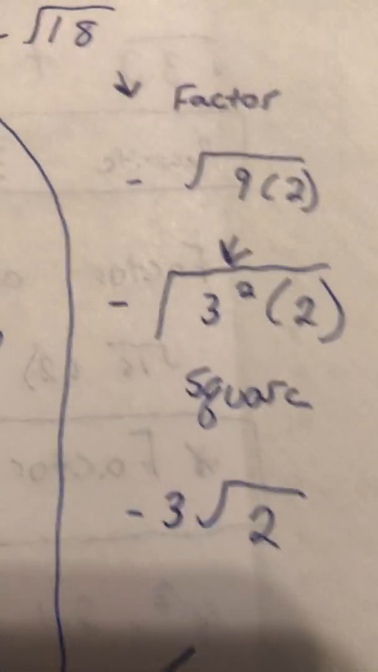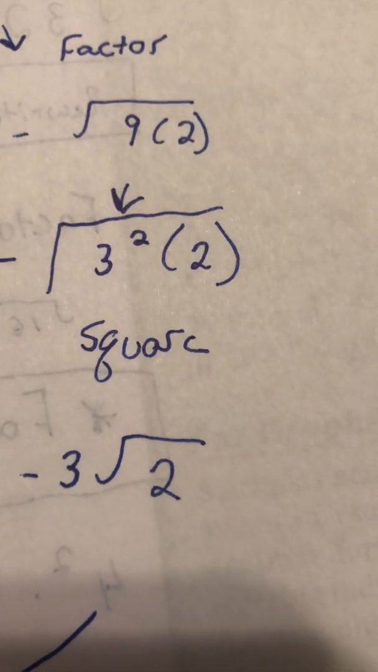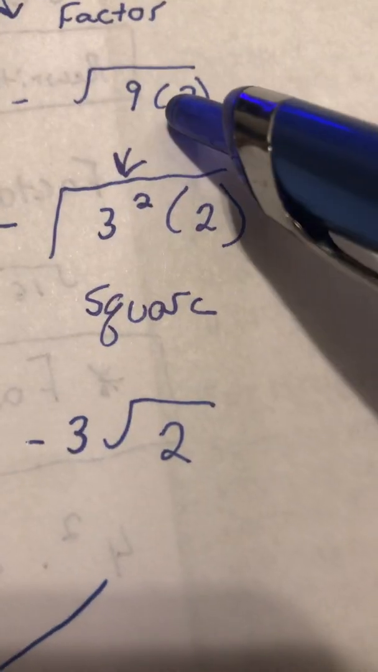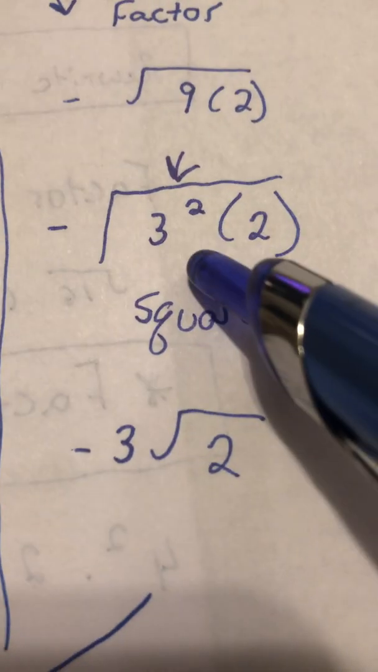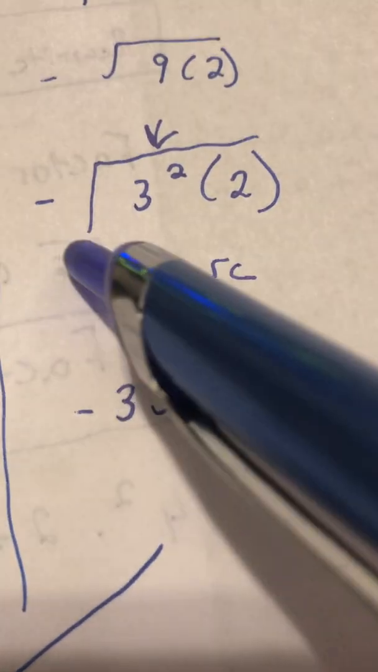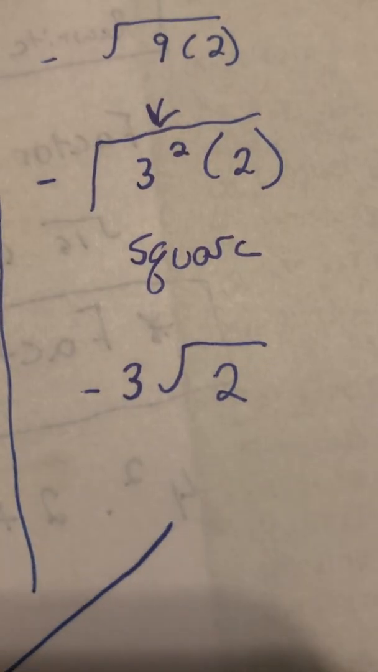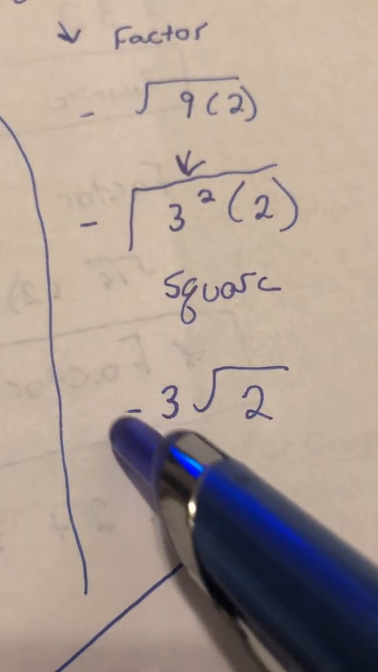Same thing over here: I factored out my negative 18. I factored 18 by itself first and then brought my negative over. The factors of 18 are 9 times 2. 9 is a perfect square, and I did that so I can bring 3 outside, leaving my 2 here. Then I kept bringing my negative sign down.